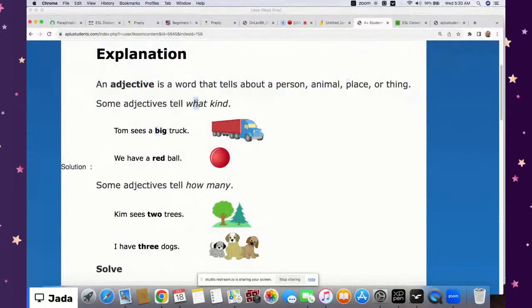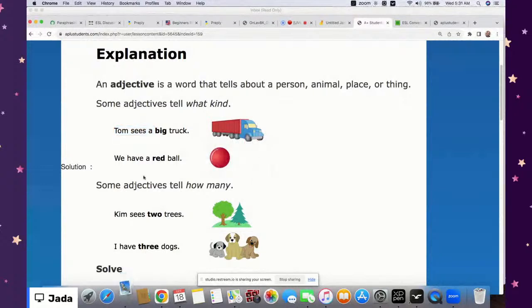Some adjectives tell you what kind. Tom sees a big truck. So what kind of truck did Tom see? He saw a big truck. This truck here is very big. And when we ask, what kind of ball did you see? I saw a red ball.